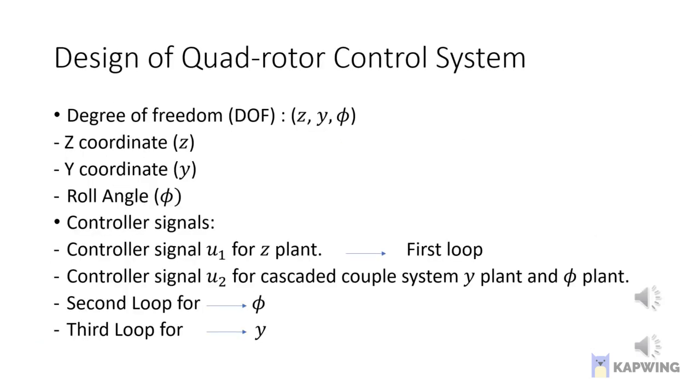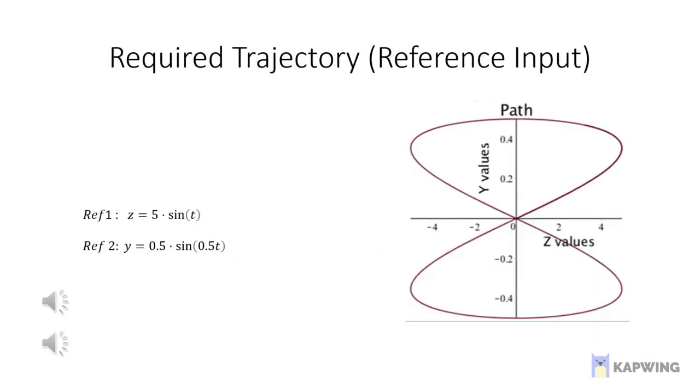To design our control system, we should identify the degrees of freedom and the controller signals. The controller signal U1 is for the Z plant, which is in the first feedback loop, and the controller signal U2 is for the cascaded coupled system, Y plant and phi plant, where the second loop is for phi and the third loop for y. In this work, the required trajectory is described by equation of reference 1 and equation of reference 2.